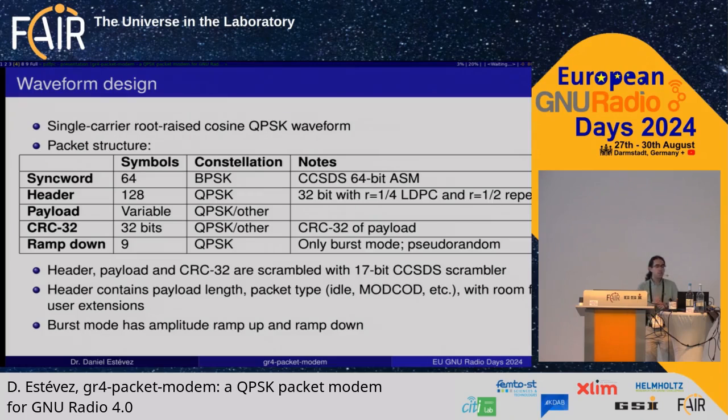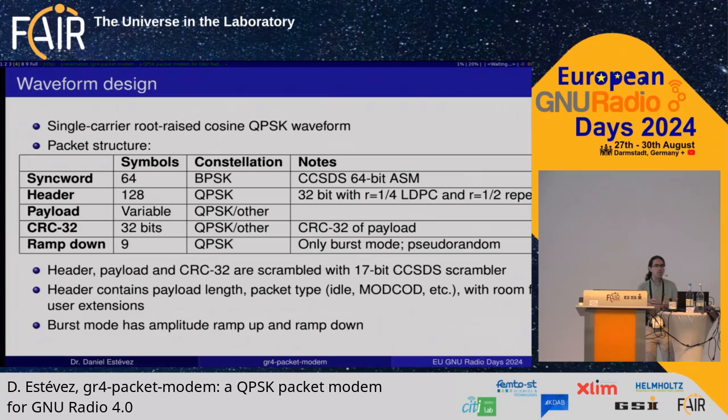Since the header needs to be decoded at very low SNR, and the goal was something like 0 dB Es/N0, I think, there is an LDPC code which I designed just for this application, because FEC coding for short block sizes is tricky, and then there is also a repetition code on top of that. Then we have the payload, it's QPSK or other modulation, it's variable size. We have CRC32 for the payload, and then there is this ramp down sequence.